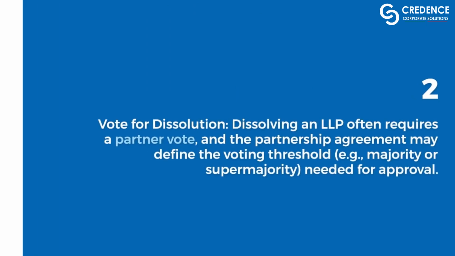2. Vote for dissolution. Dissolving an LLP often requires a partner vote, and the partnership agreement may define the voting threshold. For example, majority or supermajority needed for approval.